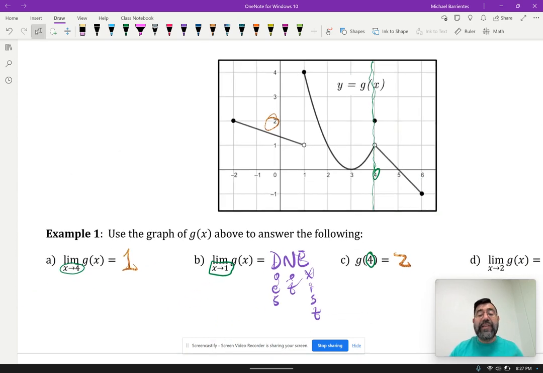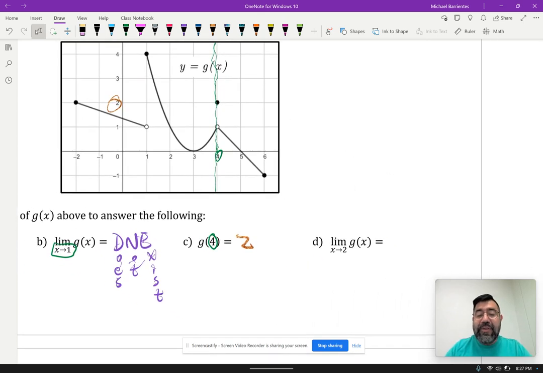Number 1 and number 2 are asking, where is it going? But letter C says, where did it end up? At that specific x value that we were closing in on, where did it actually end up? Not where was it going?